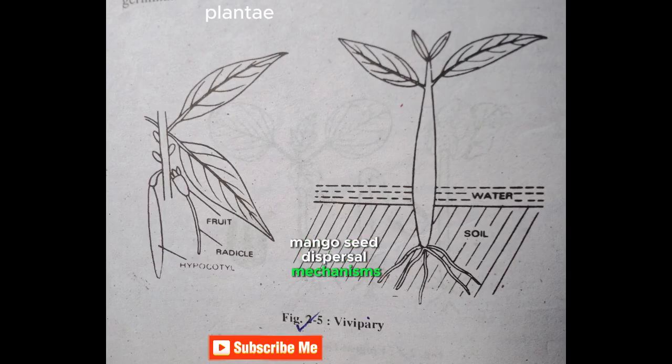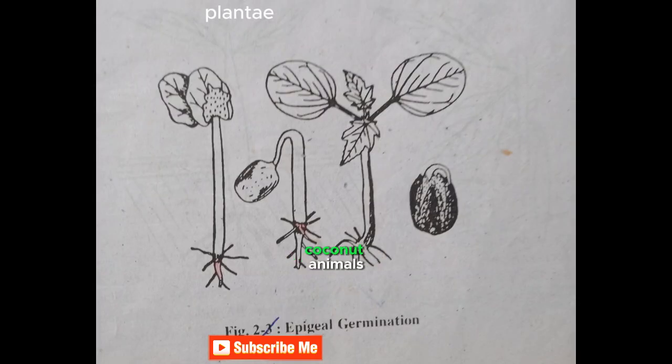Seed dispersal mechanisms. Wind: dandelion, maple. Water: coconut. Animals: mango, berries. Explosion: balsam, pea pods. Dispersal helps plants avoid overcrowding and spread to new locations.